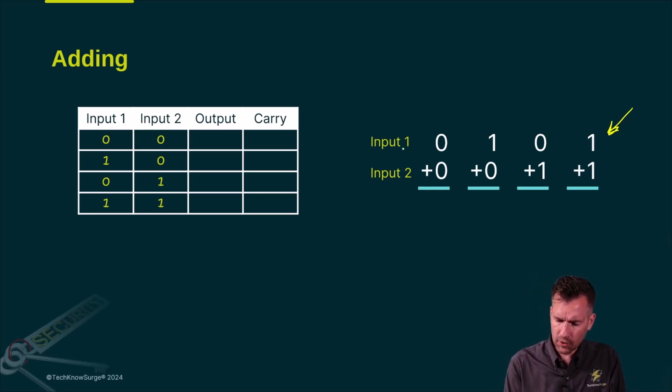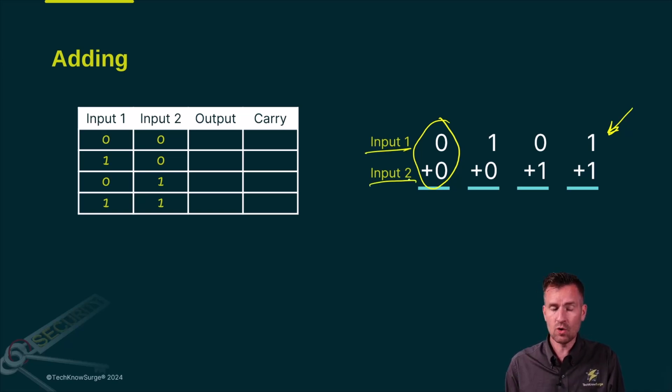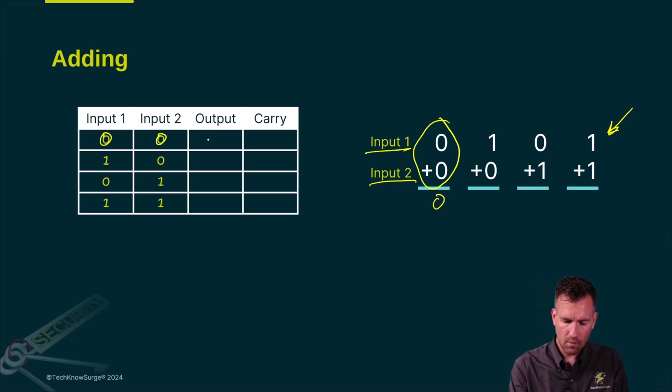So let's take this first one. Let's say there's a 0 plus 0. So the input 1 is 0, and the input 2 is 0. So we've got 0 and 0 right here. Then what is the answer of that going to be? And this isn't a trick question. 0 plus 0 is 0. So we're going to just say 0 right here. So the output for here is 0.